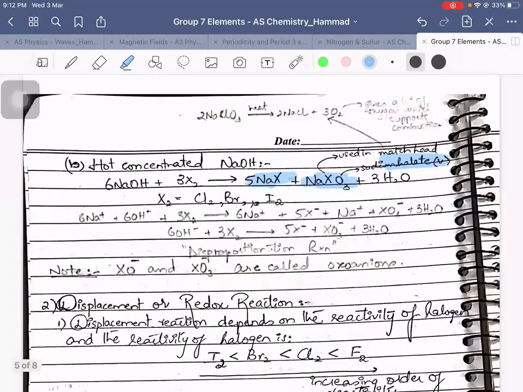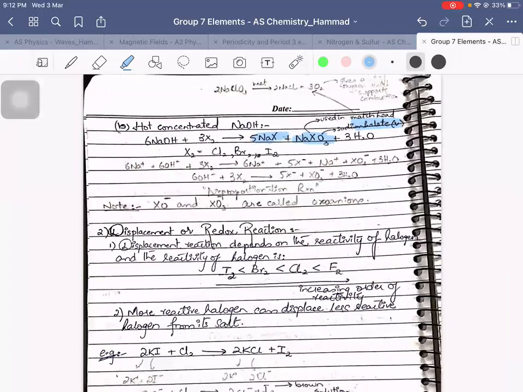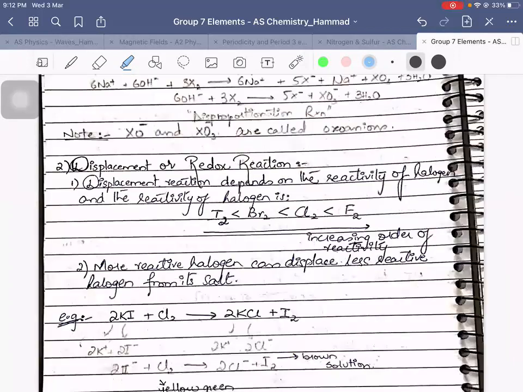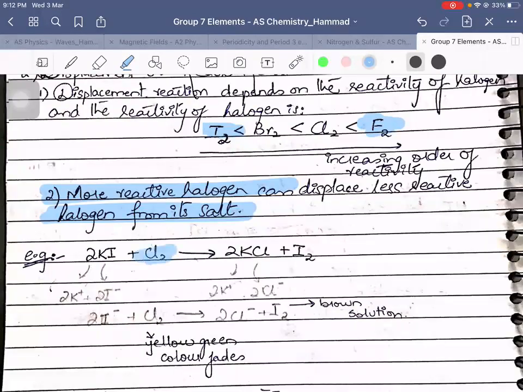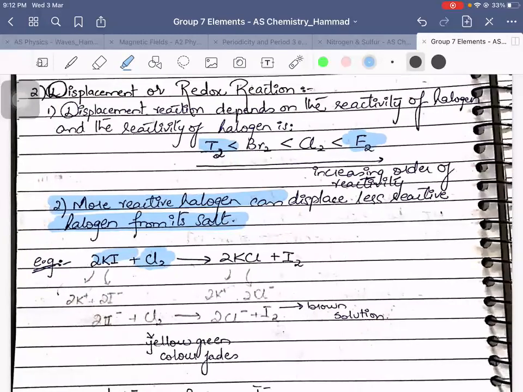Displacement or redox reaction. Displacement reaction depends on the reactivity of halogen, and the reactivity is as follows: most reactive, least reactive. A more reactive halogen can displace less reactive halogen from its salt. Cl is more reactive than iodine if you check the table out. Therefore, Cl will displace it.